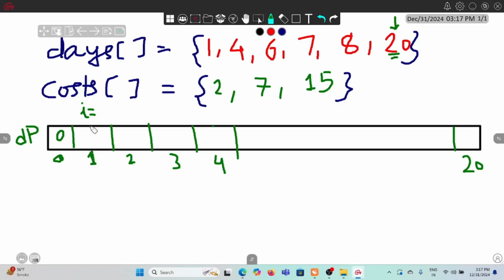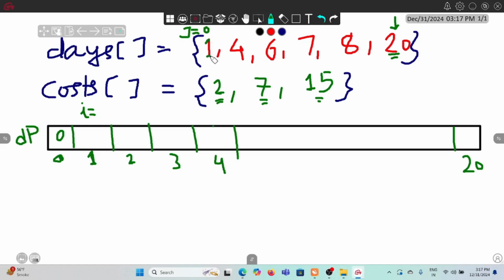Okay, now at day 1 we have all the possibilities. We can either purchase a 1 day pass of cost $2, or a week pass of $7, or a $15 pass for the entire month, right? So we are starting from i equal to 1, and we will check here. Let's say we are traversing from j equal to 0 in the array days. So what is j equal to 0? This value is 1. And yes, on day 1 we are traveling.